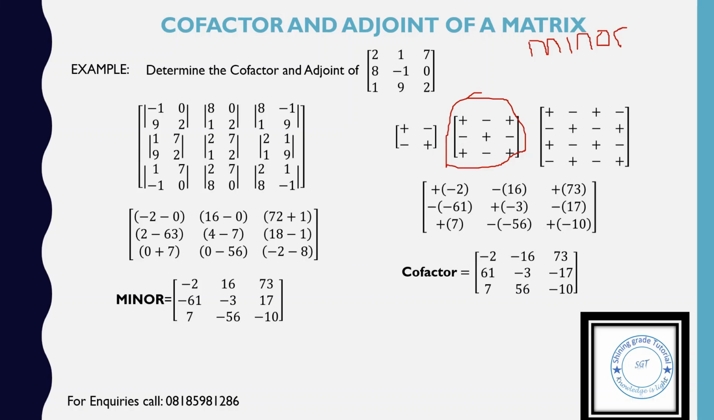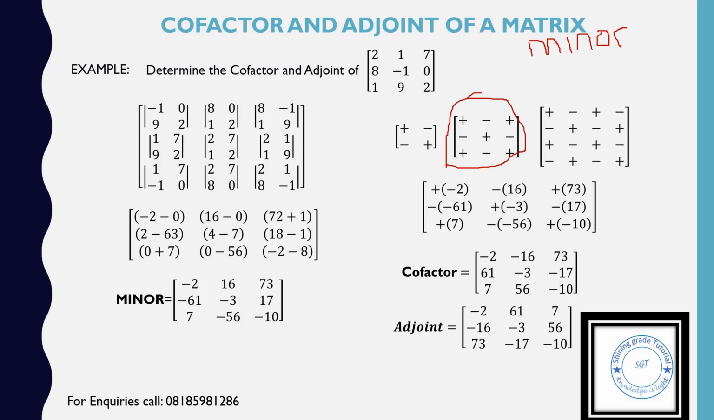Plus and minus 2 is minus 2. Minus times 16 is minus 16. Plus times 73 is 73. Minus times minus 61 is 61, so minus times minus is plus. Plus times minus 3 is minus 3. Minus times 17 is minus 17. Plus times 7 is 7. Minus times minus 56 is 56. Plus times minus 10 is minus 10. So we have this as our cofactor. These are cofactors. So don't forget, get the minor first, and only after that do you get the cofactor.